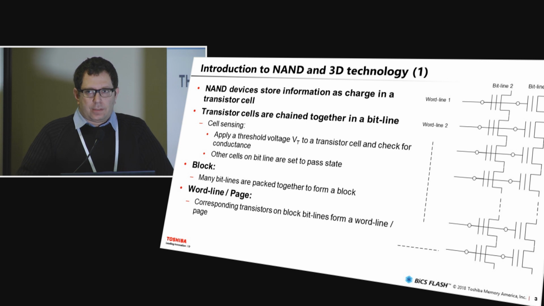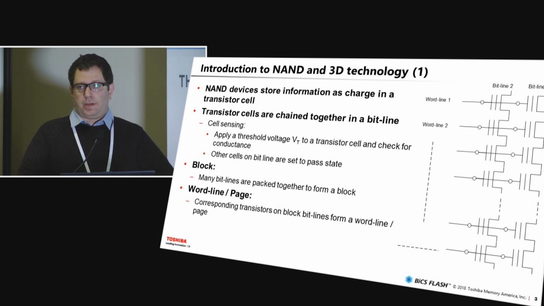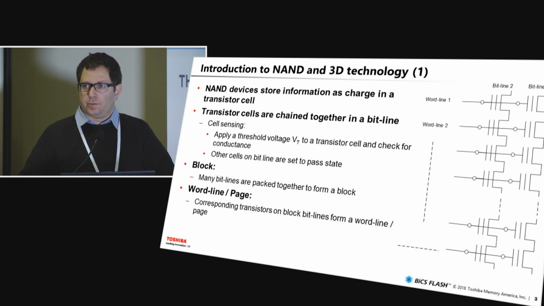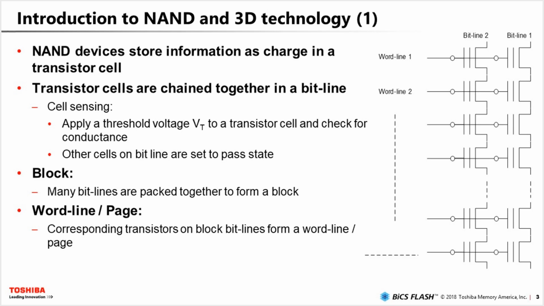NAND devices, NAND flash technology, stores information as charge in a transistor cell. Transistor cells, basically, are either a floating gate or a charge trap cell, depending on whether it's 2D or 3D technology. Transistor cells are chained together into strings, the columns that you see here in the image.